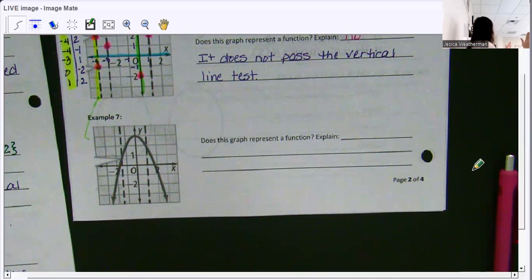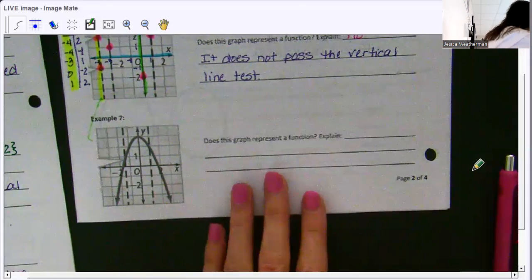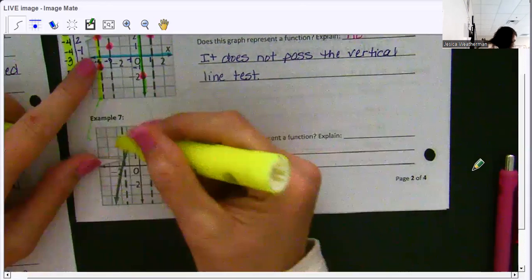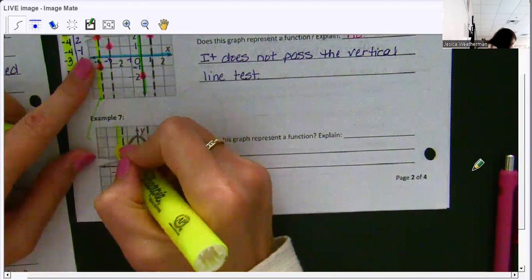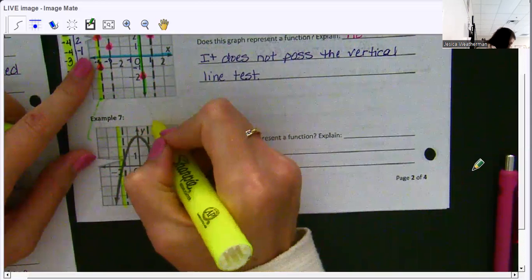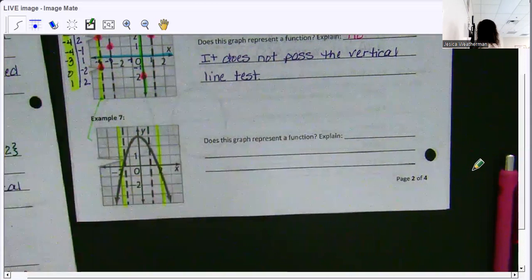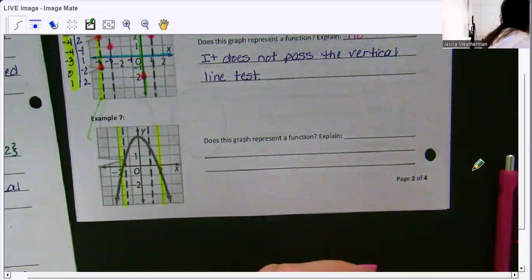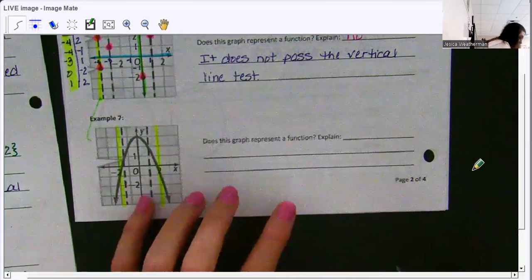Are -2 and 2 the same number? No. Look, here's the vertical line test for -2. Here's the vertical line test for +2. Do they hit the same x value? No. So is it a function? Yes, because it passes the vertical line test. Okay. So yes.